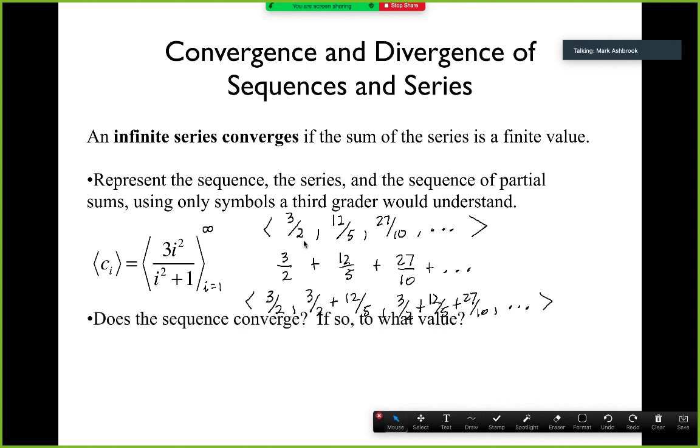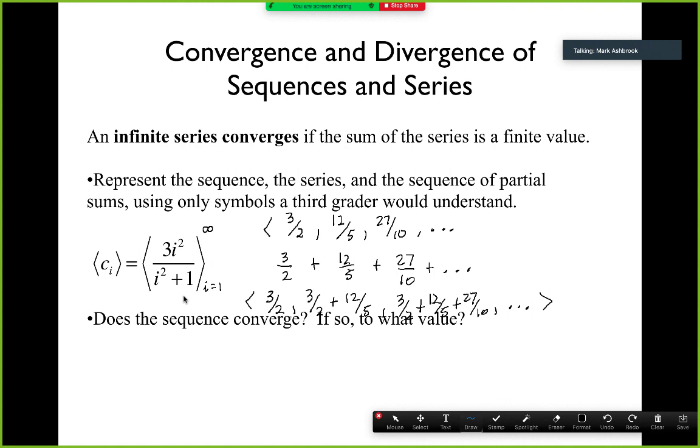So, does the sequence converge? If so, to what value? You're experts at this now, right? We've got a rational function. Does this converge or not? Someone said it converges to 3. Agree with that? Yes. What does that mean? That means that as the i values get bigger and bigger, these terms get closer and closer to 3, and as close as you want.